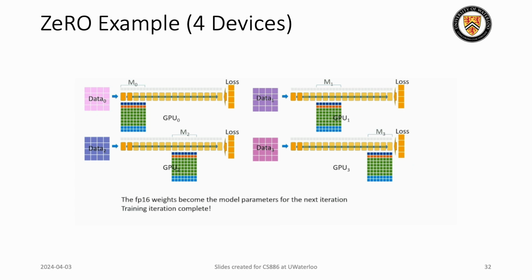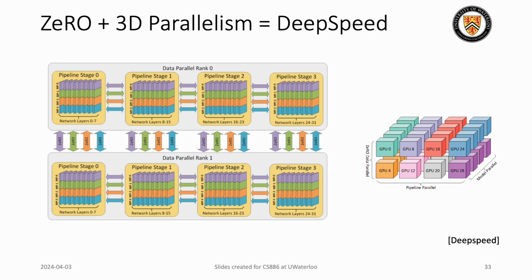Now you can use ZeRO on its own as a data parallel approach in 3D parallelism. And this is the DeepSpeed library. So you can have a data parallel using ZeRO, and then inside each data parallel, there is pipeline parallel, and each pipeline parallel has inside it model parallel. So you have the 3D parallelism with the ZeRO optimization, which significantly improves the performance.